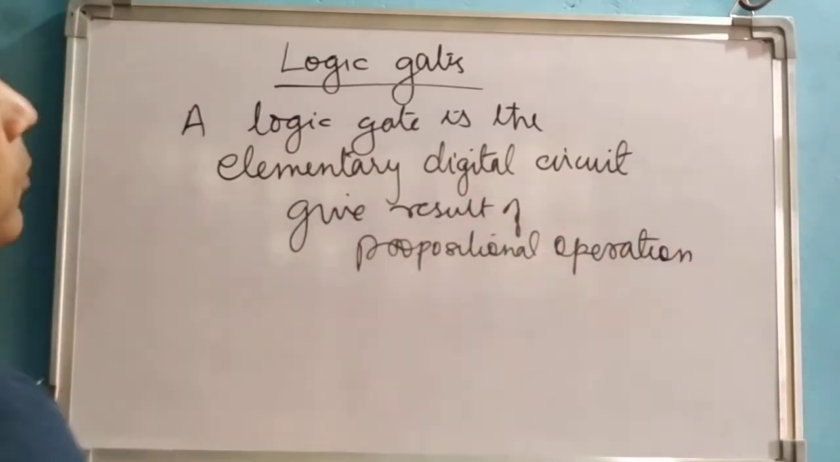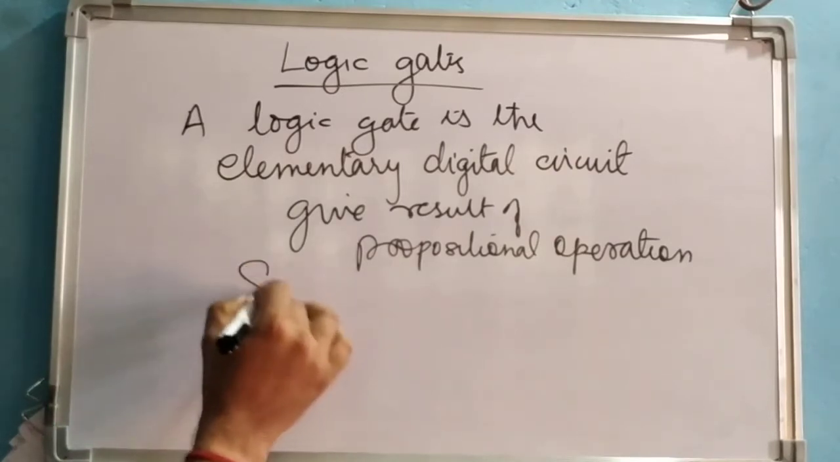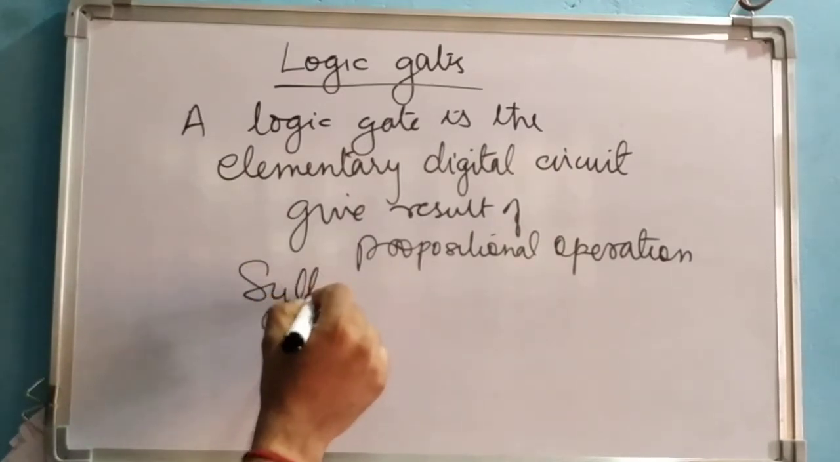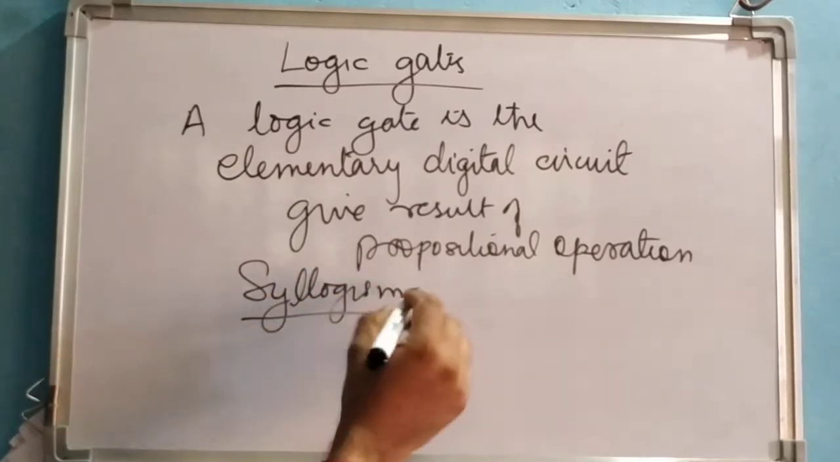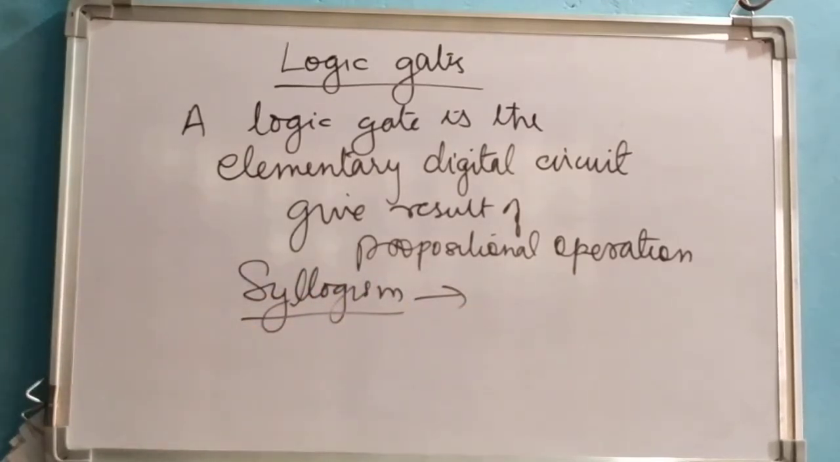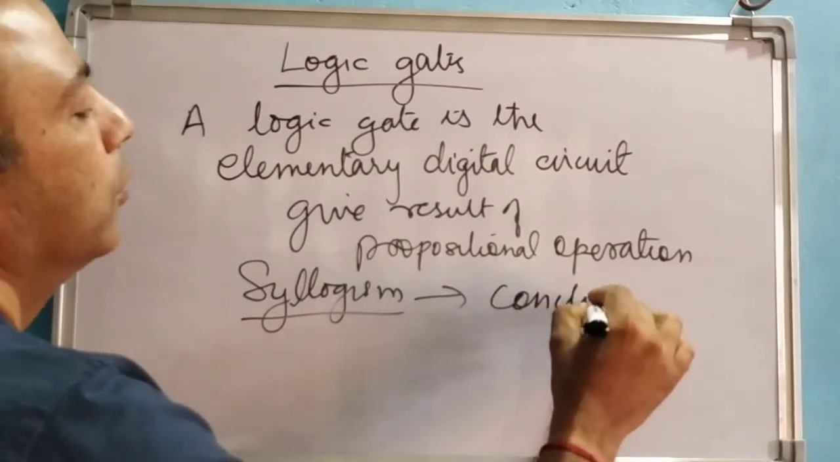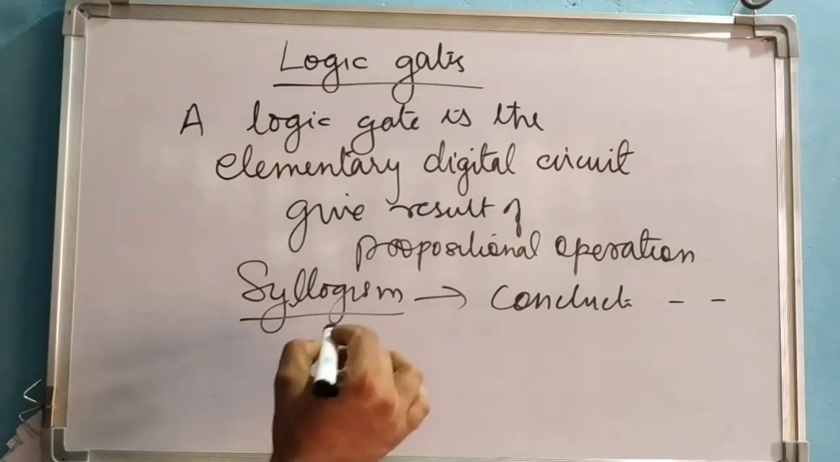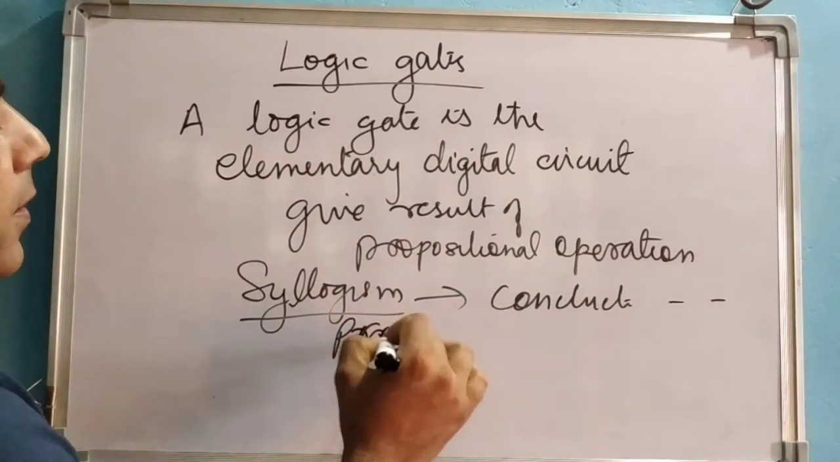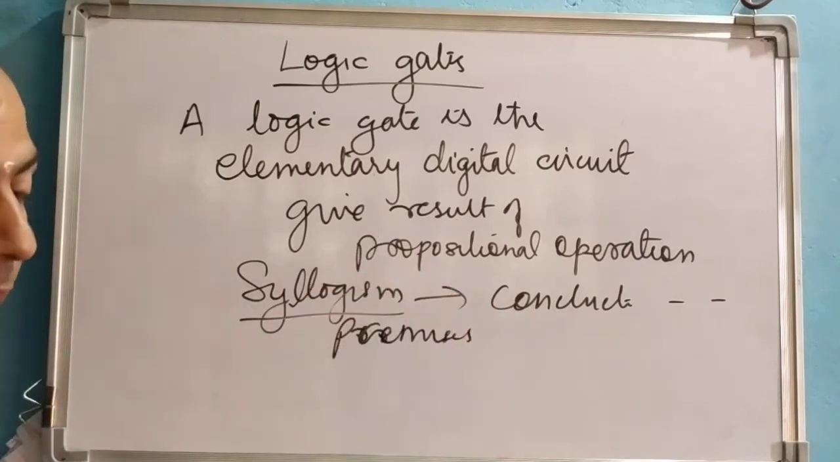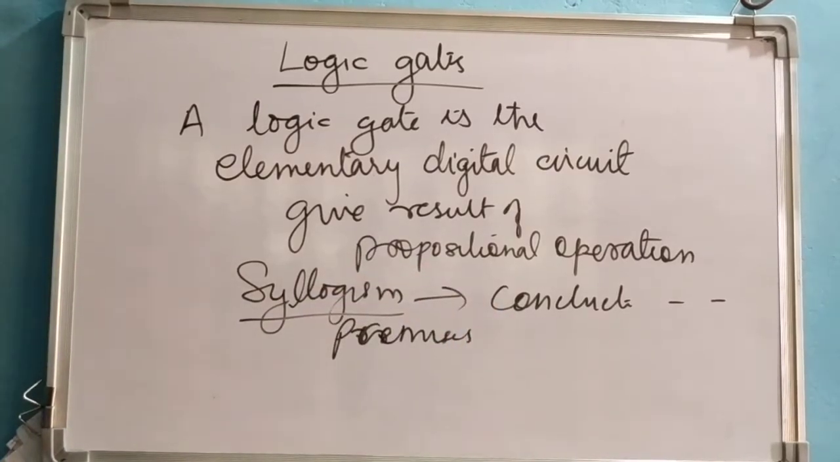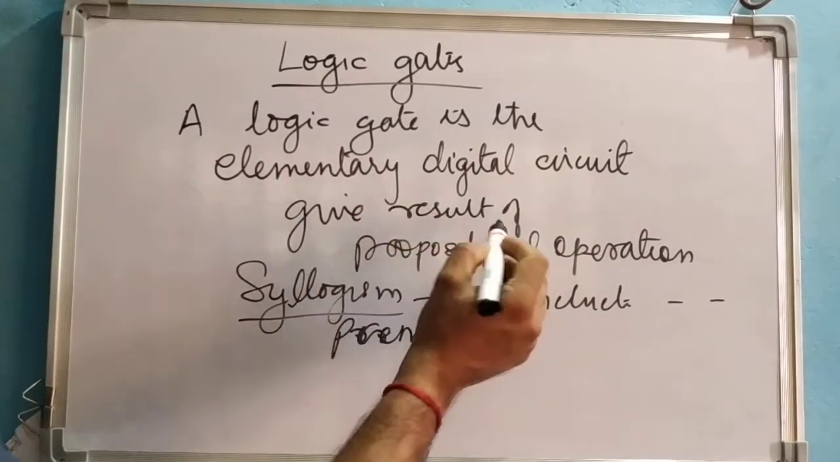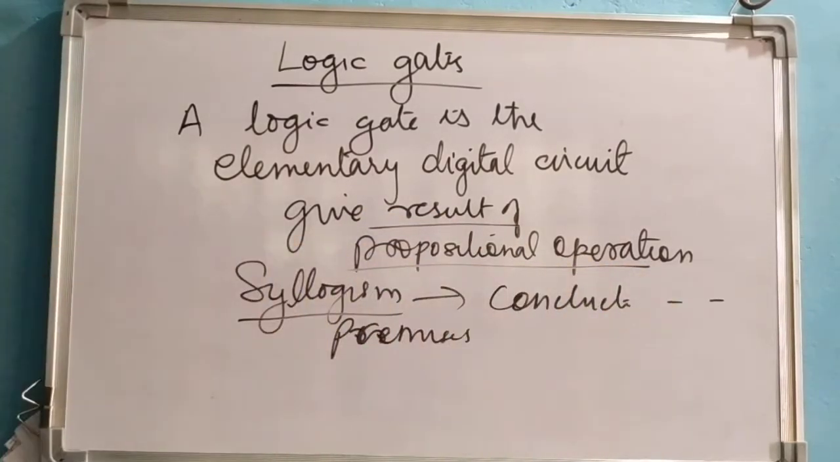We also learned in our previous class about syllogism. Syllogism is a process of coming to the conclusion, using the premises of the proposition. So syllogism means coming to the conclusion, or getting the result of the propositional operation. Different types of logic gates are there.